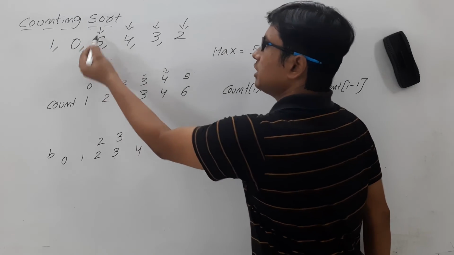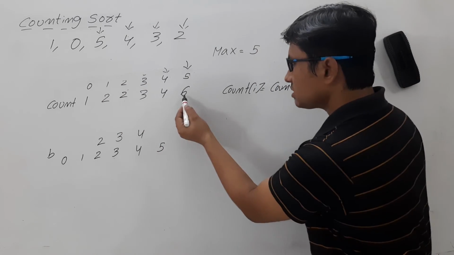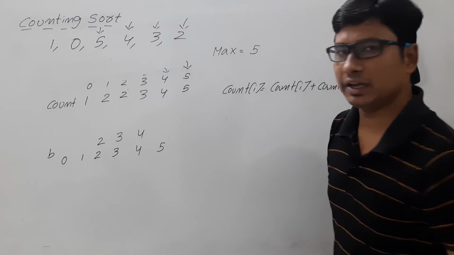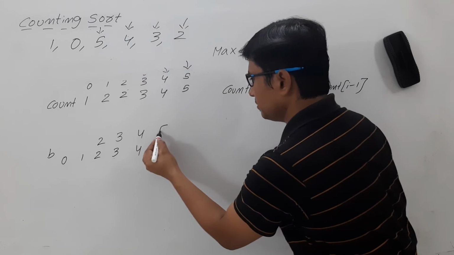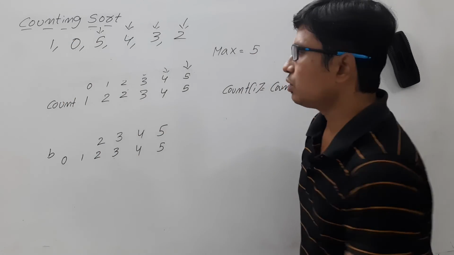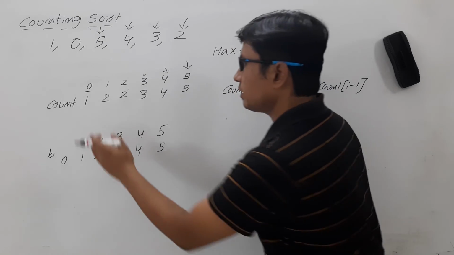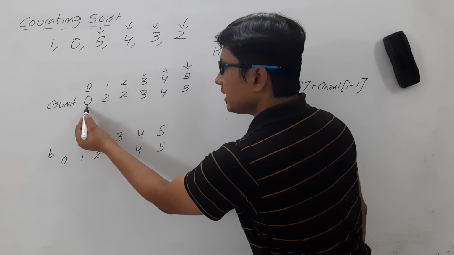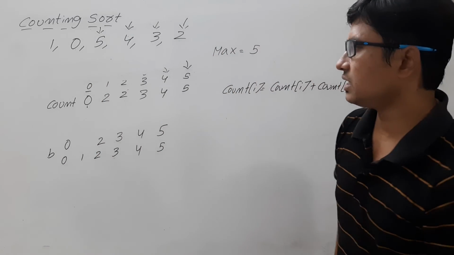Now 5 is your input. Go to the index 5 in the count array. What is the value there? 6. You decrement it and write it in the 5. In the index 5, you keep the element as 5. Are you able to understand it or not? Now 0 is there. Go to the index 0. What is the value there? 1. You decrement it by 1. It will be 0. In the index 0, keep the value 0. Are you able to understand it or not?